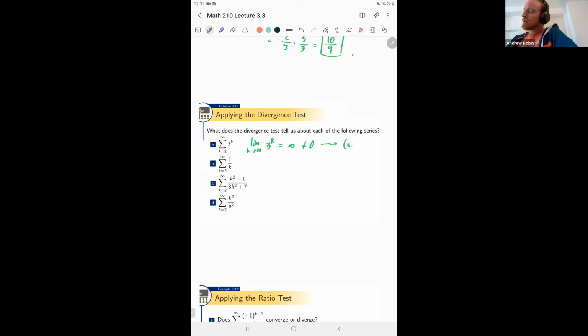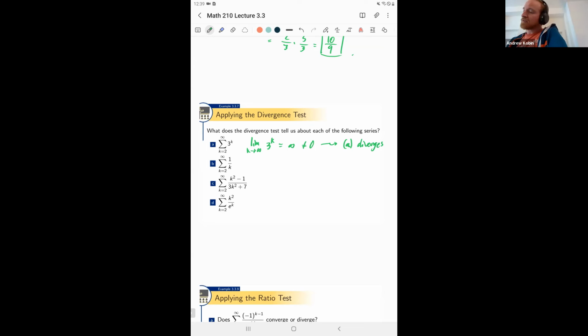So A, that infinite series has to diverge. I asked you to do this one a moment ago as a geometric series. This is confirmation that that geometric series diverged. The terms of the sequence are getting bigger, but in particular, they're not converging to 0. So the divergence test tells us what happens.